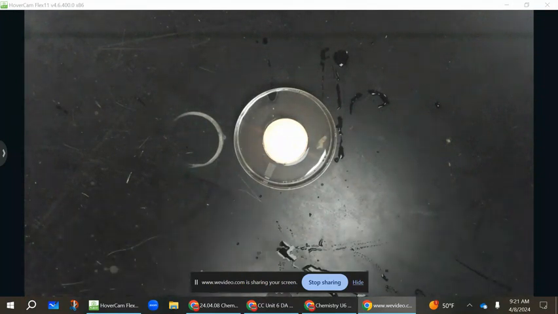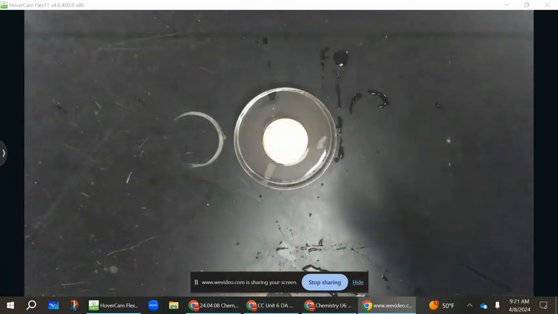Please remember, after you light your candle, blow your match out, throw it in the metal cans that are at each station. What you are then going to do, ladies and gentlemen, is you are going to take this beaker, you are going to invert it over the top of the candle, just like this, and you are going to make observations of what happens.